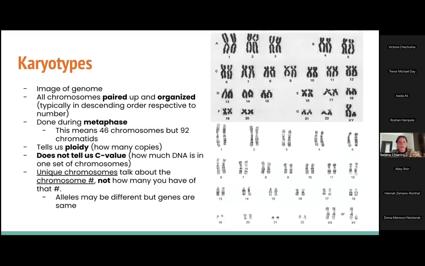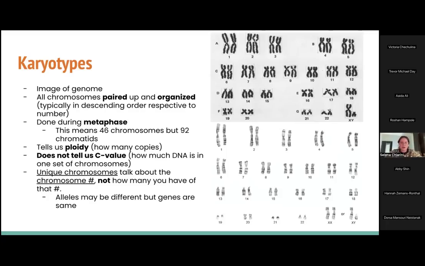Karyotypes can tell us the ploidy, right? How many sets do we have? It does not tell us C value, right? We're not weighing these things out. We can't actually count how many base pairs are in this state. So that doesn't tell us any information. But unique chromosomes talk about the chromosome number, not how many you have of that number. So again, that's just like a logistical thing. Certain definitions you're going to have to memorize, but luckily with karyotypes, it's kind of easier to just intuitively look at them and interpret what's going on there.